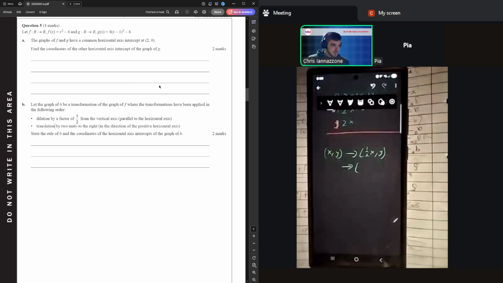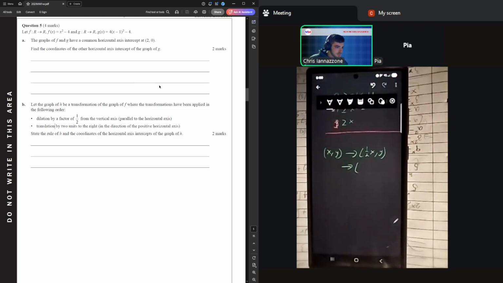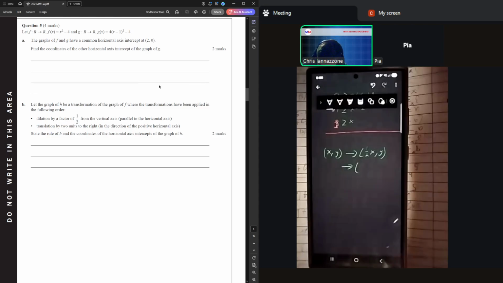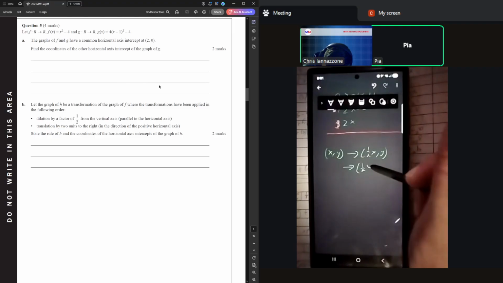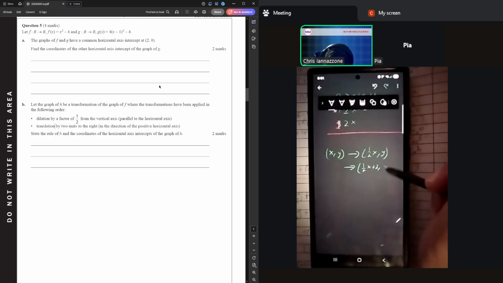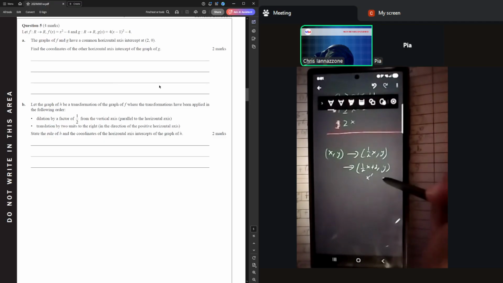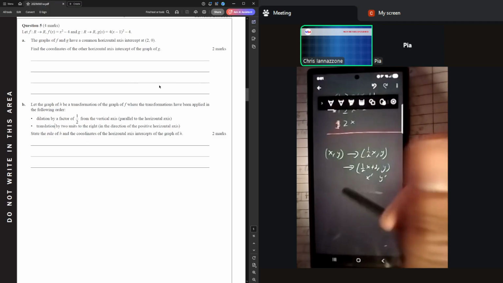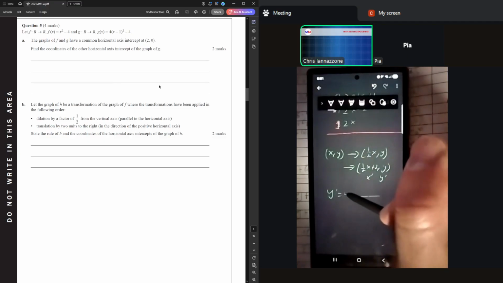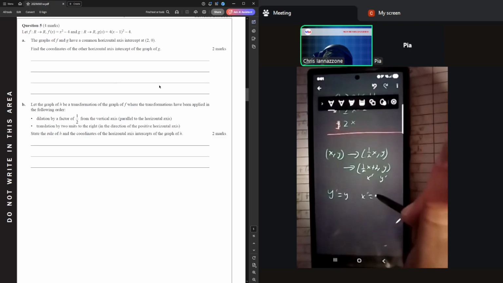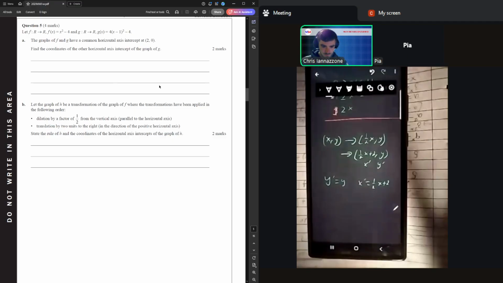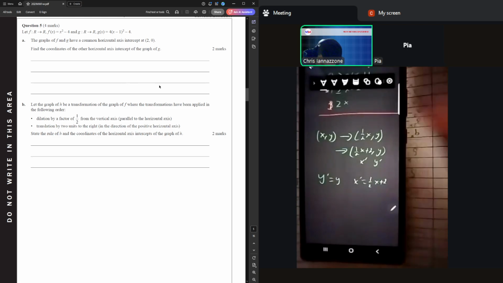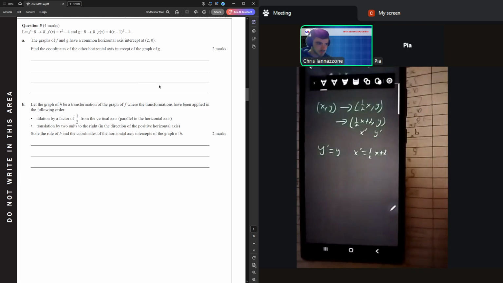Next one up: translate 2 units right. What's that going to look like? Half x plus 2, comma y. Nice. This is your thing called x dash, and this is your thing called y dash. So we have y dash equals y, x dash equals half x plus 2. Now that we have x dash and y dash, do you remember what we have to do from there?